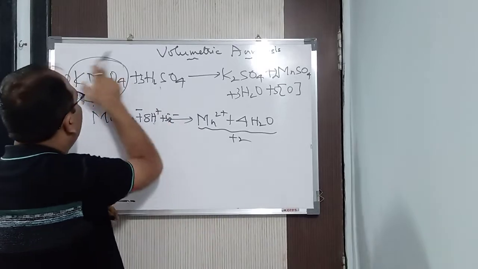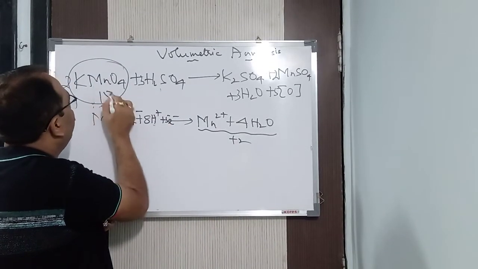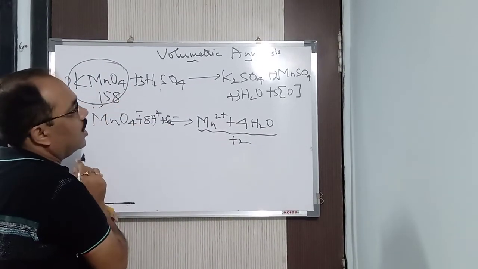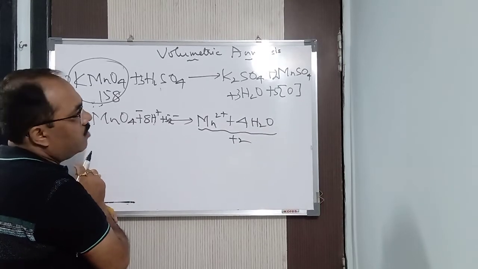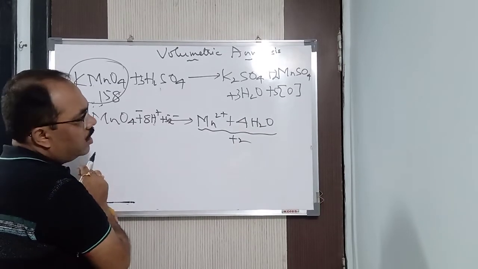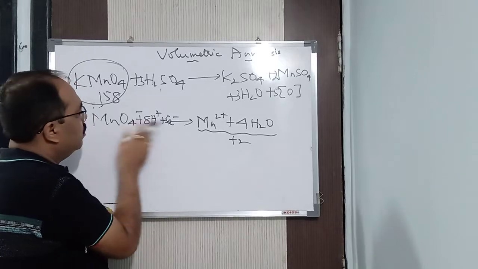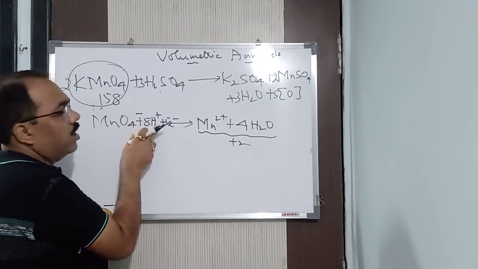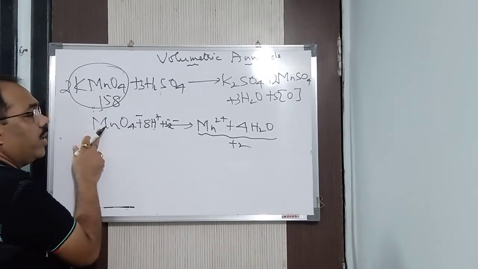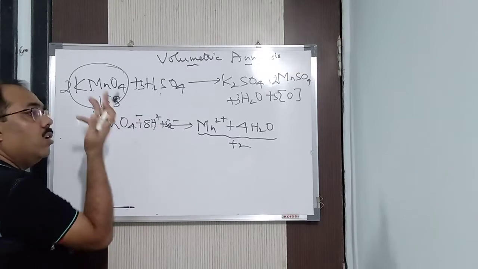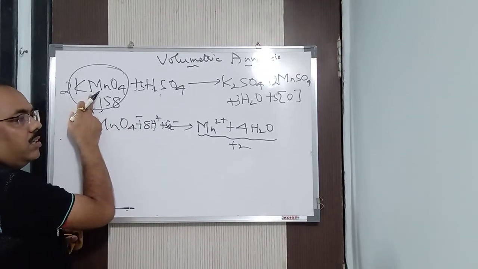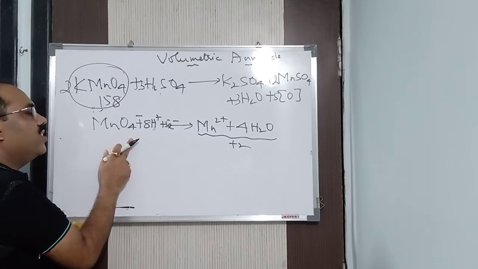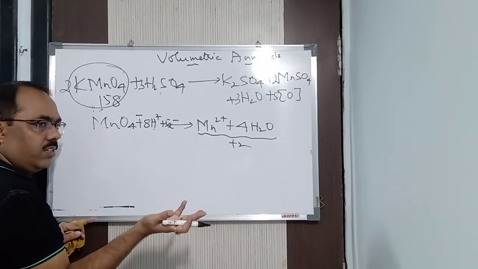So what is the molecular weight of the oxidizing agent? KMnO4. You will find it out. It is 158. Divided by 5 you will do. Here also the same thing, same molecule. What is the molecular weight of the oxidizing agent? Don't say MnO4 minus; where did you get MnO4 minus from? You got it from KMnO4, no? So again it is 158 divided by 5.